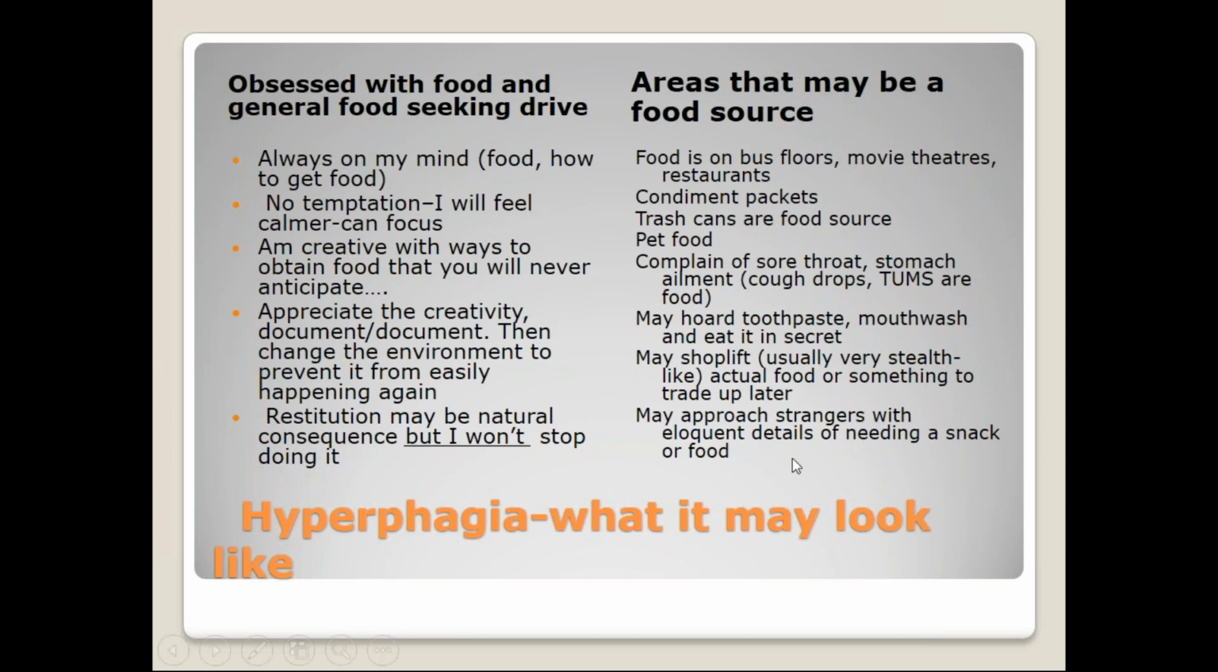A person may approach strangers with very elaborate details of needing a snack or that they're locked out of their home. One of the young men who lived in the group home we had used to have pizza delivered for a surprise party to his bedroom window instead of the front door because he didn't want anybody to know. So he would tell the food delivery person to please deliver it to the window because he was having a surprise party for someone. So you have to appreciate the lengths, but you also have to help figure out how to block the areas that might cause concern.